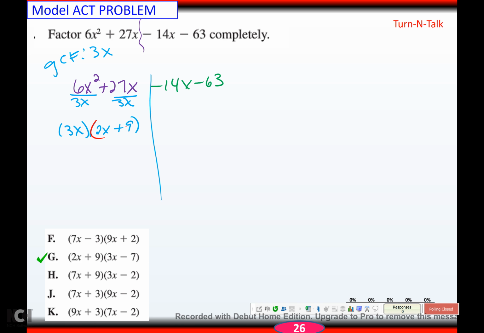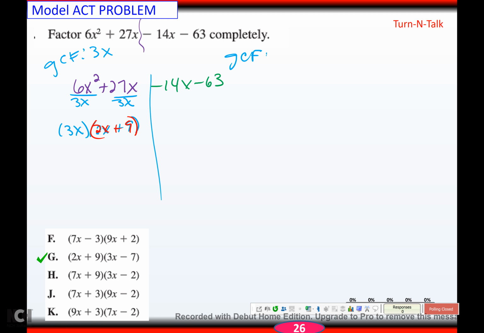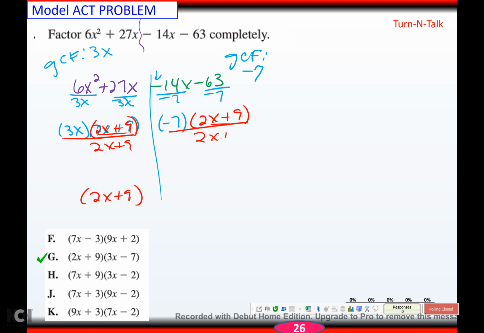Sorry, I'm forgetting to change my colors. On the other side, my GCF is going to be 7 and no x. And I'm going to use a negative because the first guy's negative. So my GCF is negative 7. To get what's left, I divide. And I'm left with 2x plus 9. GCF again by 2x plus 9. To get what's left, you divide by 2x plus 9. And what's left in blue is your second binomial, 3x minus 7.